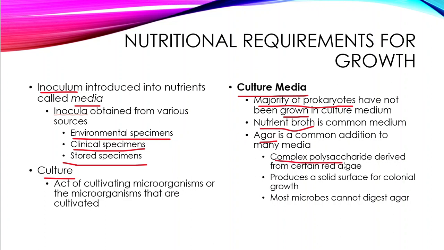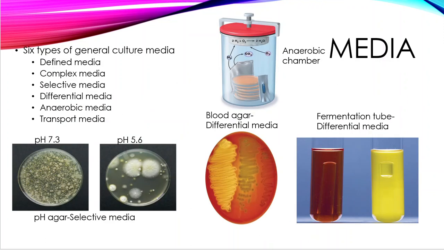is a complex polysaccharide that comes from red algae, and it's actually a liquid, and it gels up and becomes a solid surface for the bacteria. And the bacteria can't eat that agar, so the bacteria stay on that plate. And it really helps us with our colony morphology. 6 types: defined media, complex, selective, differential, anaerobic, and transport.